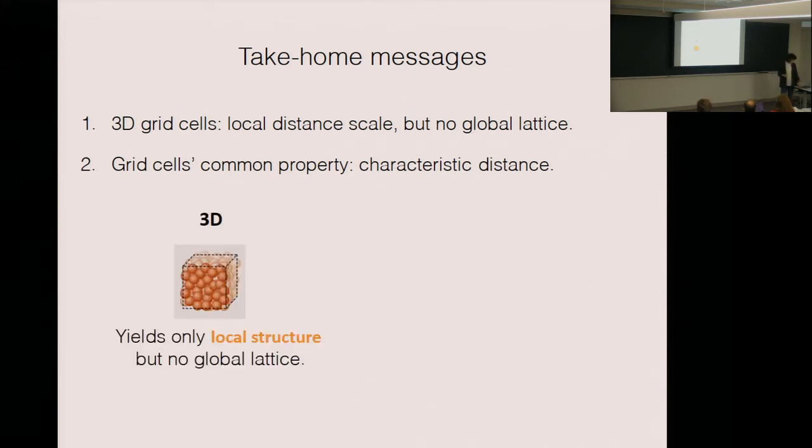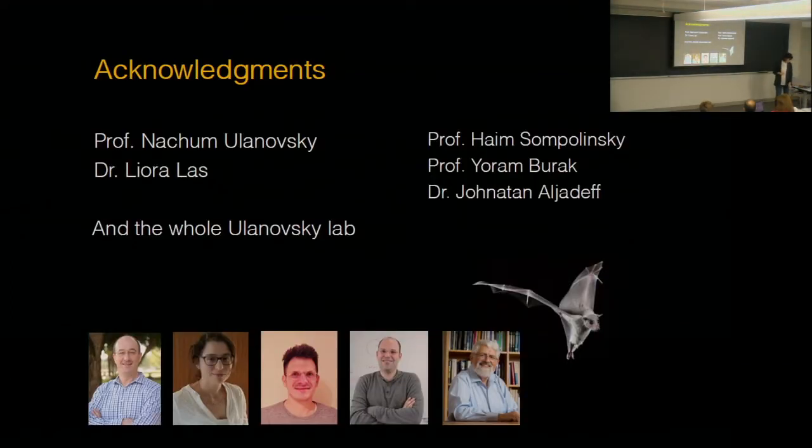We have a model that in 3D yields only local structure but not global structure, and in 2D in fact yields a global hexagonal lattice using the same model. All right, so this is work done in the lab of Nachum and with our collaborators, Chaim Sapolinsky, Yoram Buak, and Jonathan Chadev. And thank you.